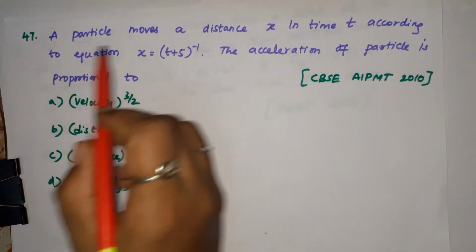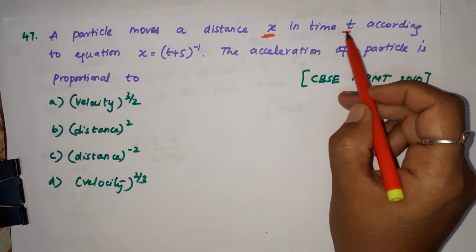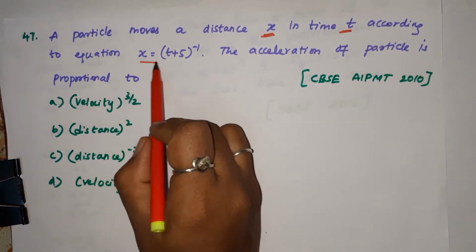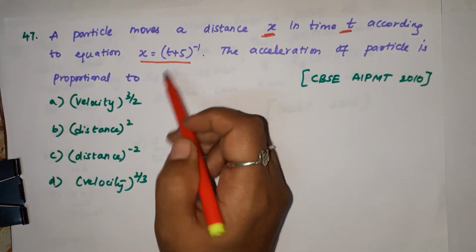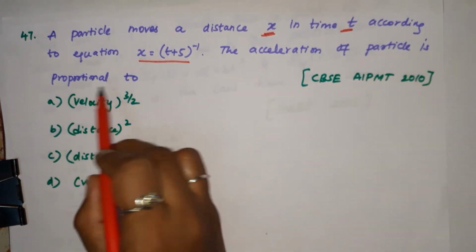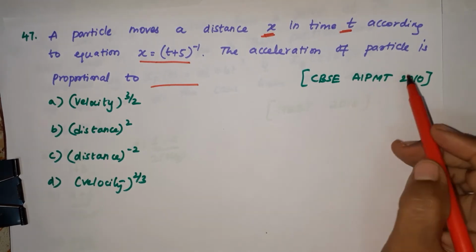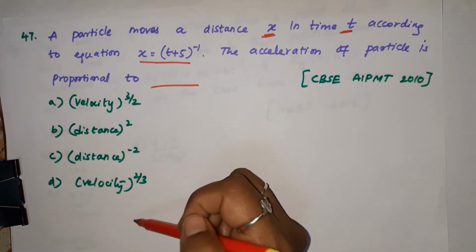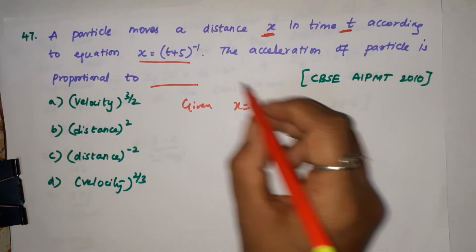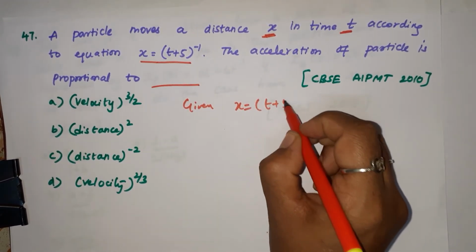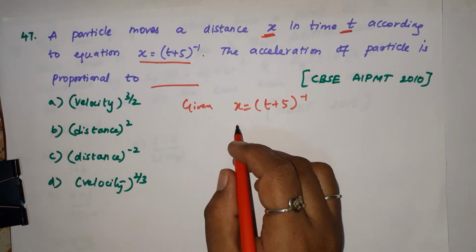Now 47. A particle moves a distance x in time t according to the equation x equals (t plus 5) to the power minus 1, that is inverse. The acceleration of the particle is proportional to what? This question was asked in CBSE AIPMT 2010. See the options. The given data is x equals 1 by (t plus 5). We are going to find what the acceleration of the particle is proportional to.